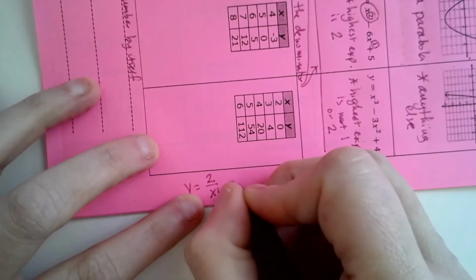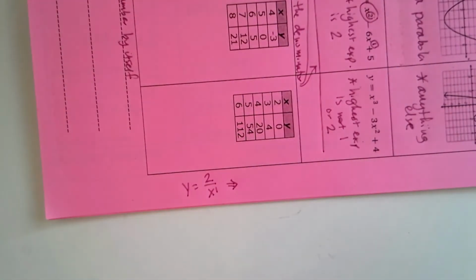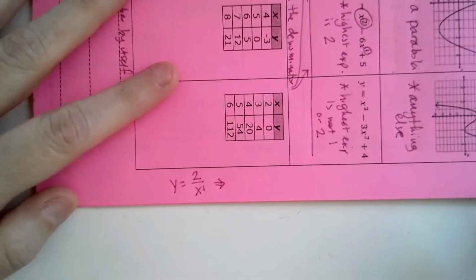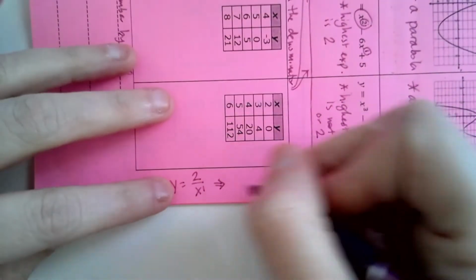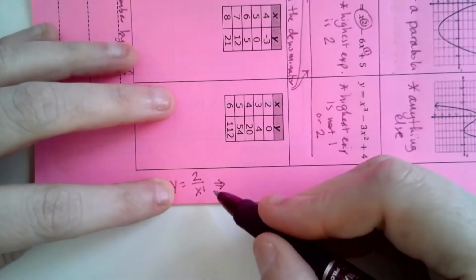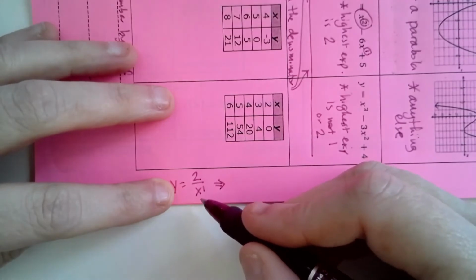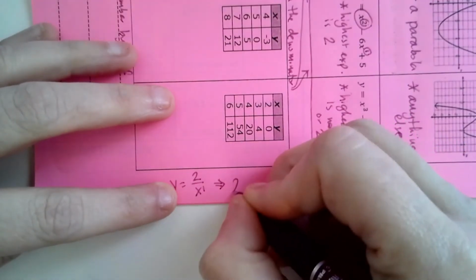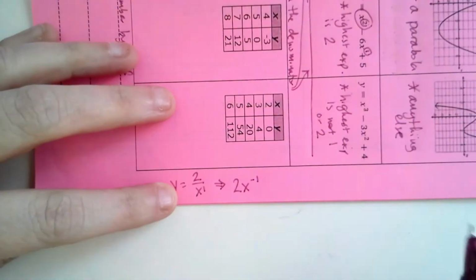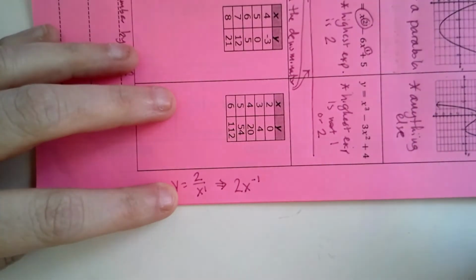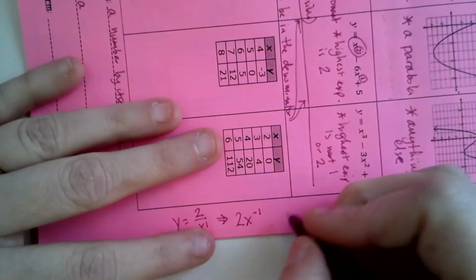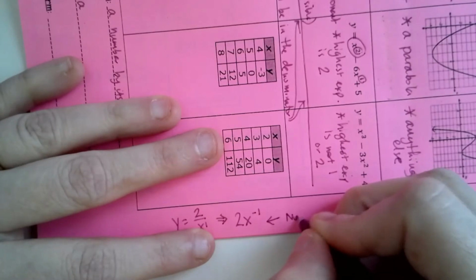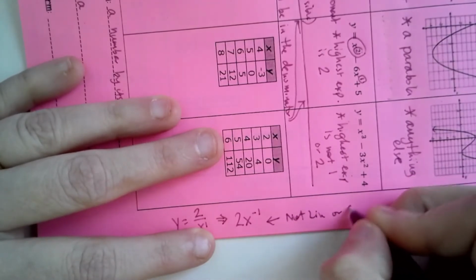Well, actually, and we're going to learn all about this in Unit 6, its highest exponent isn't 1. When it's on the bottom, when it's in the denominator, it's actually negative. So it's actually 2x to the negative 1. Is that 1 or 2? It is not. And so it's not linear or quadratic.